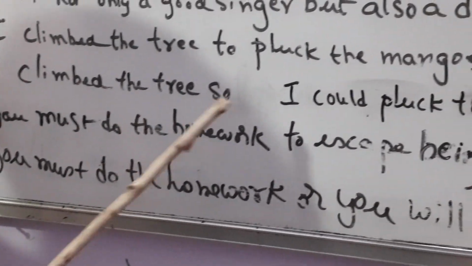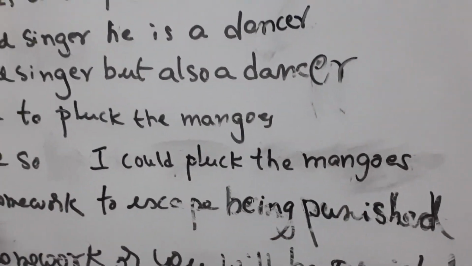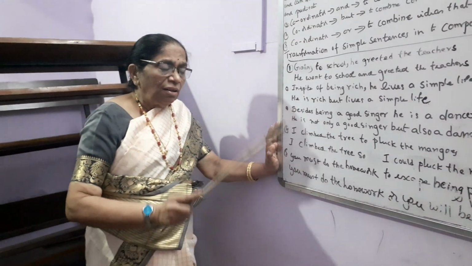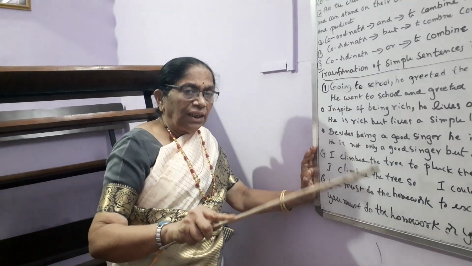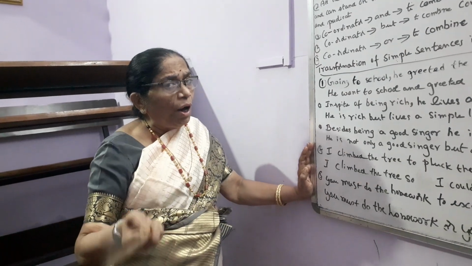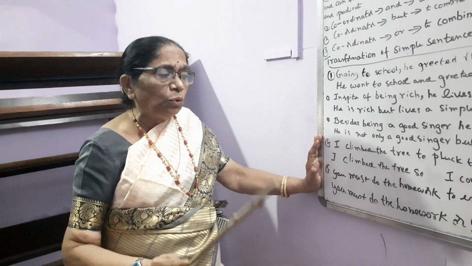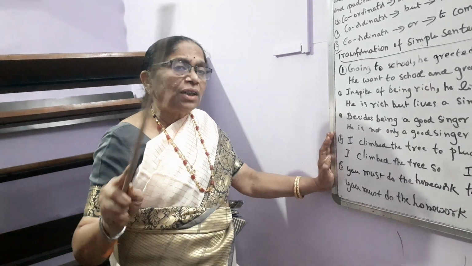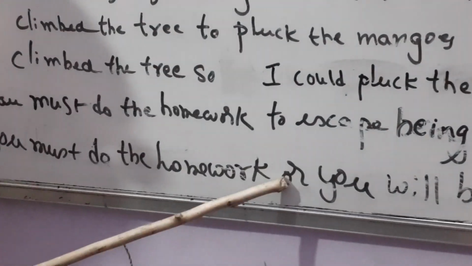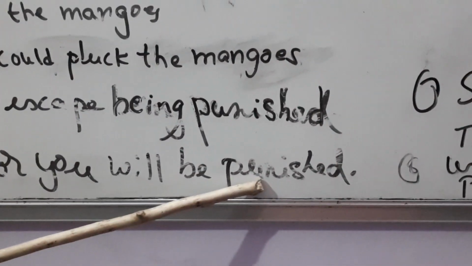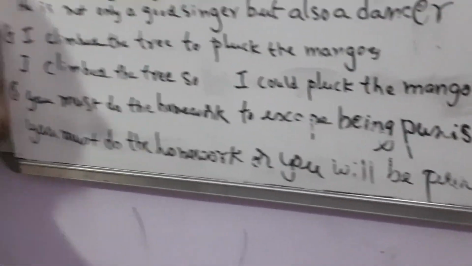You must do the homework to escape being punished. If the simple sentence has words like "to escape being" or "to avoid being," then the compound sentence will generally use "or" (you may also use "otherwise"). You must do the homework or you will be punished. You must do the homework, otherwise you will be punished.